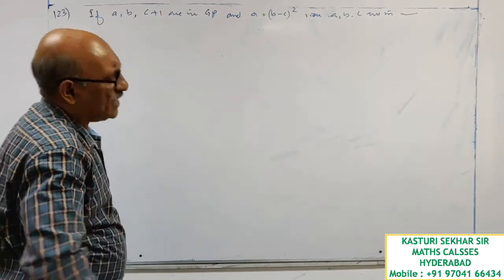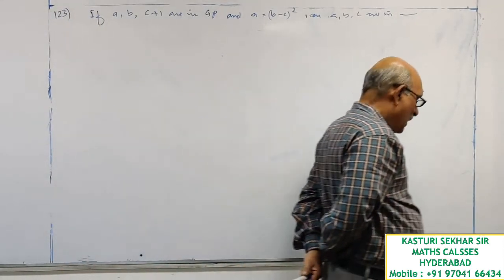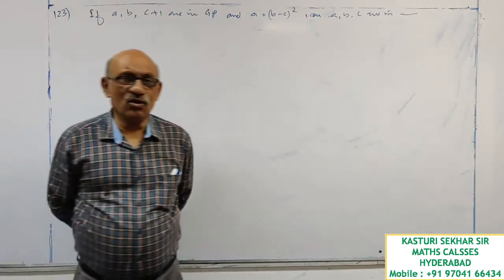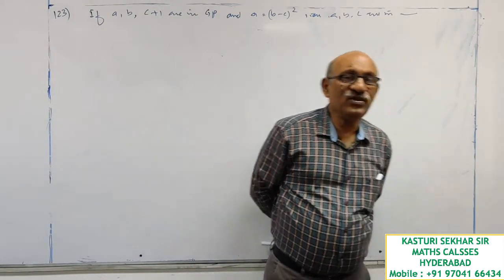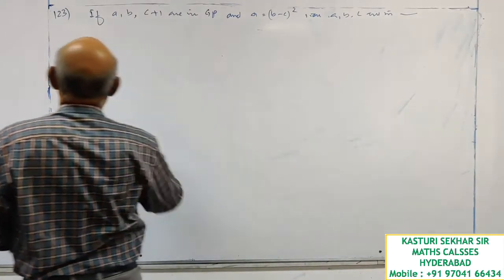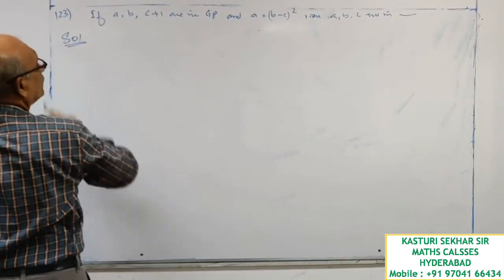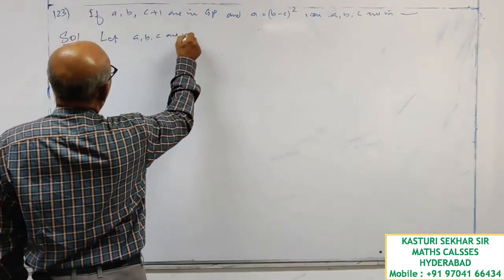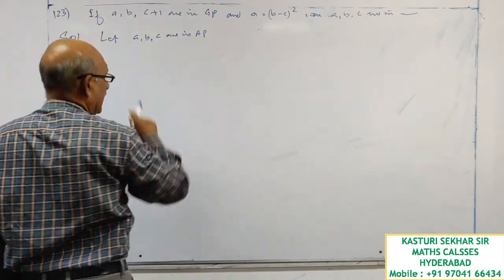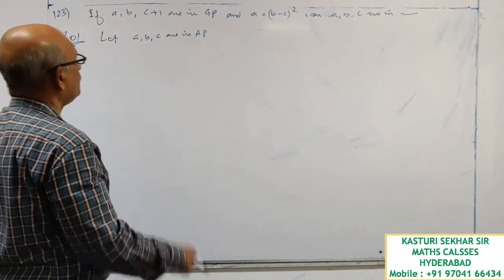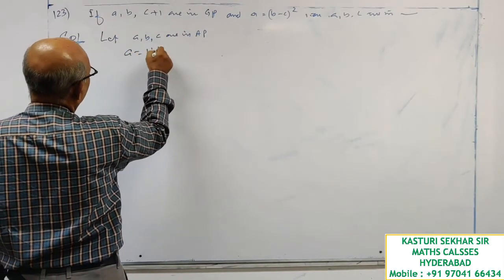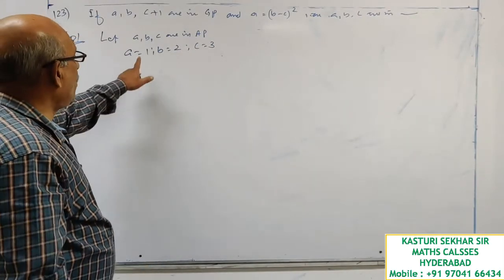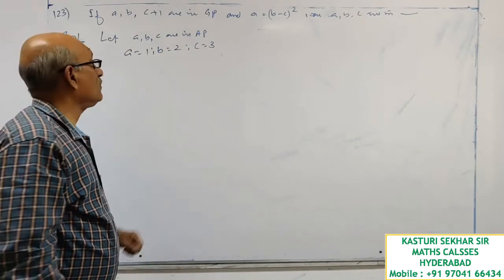Okay. Dash means you have to identify whether A, B, C are in arithmetic progression, geometric progression, or harmonic progression. So let us proceed with an assumption. Let A, B, C be in AP. Immediately I will assign values: A is 1, B is 2, C is 3. I always assign 1, 2, 3.